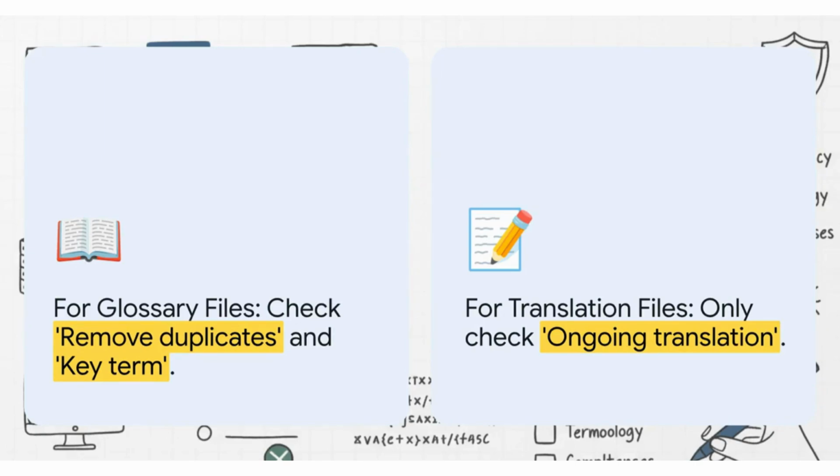Now, this step is absolutely critical, so let's slow down for a second. Once your files are in that window, you have to tell Xbench what they are. For your glossary file, you want to check Remove Duplicates and Key Term. That tells Xbench this is your main terminology list. But for the translation files, the ones you actually want to check, you need to make sure Ongoing Translation is checked. That's how Xbench knows which files to analyze.